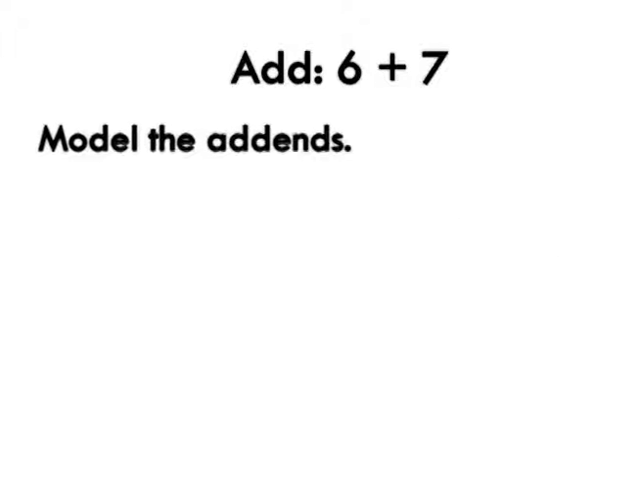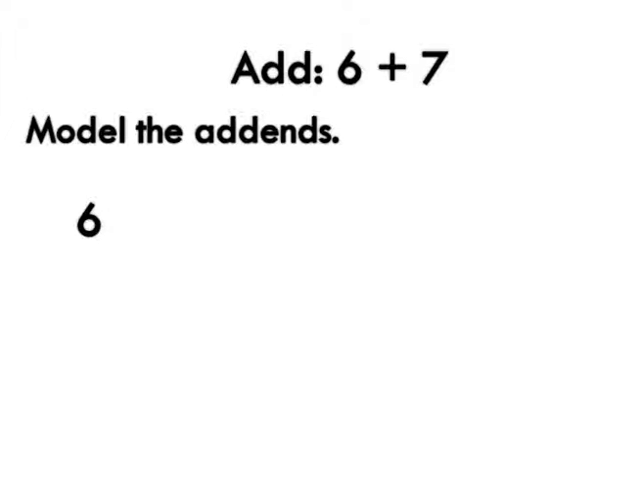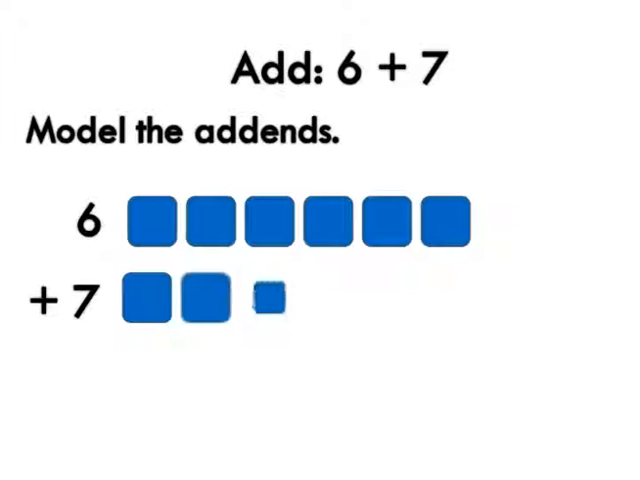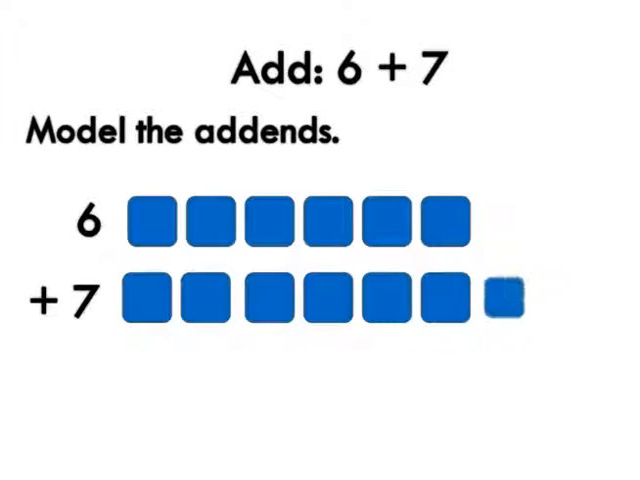First, add 6 plus 7. First, we model the addends. Our first addend is 6. Since 6 is a positive, we use blue tiles. And we have 1, 2, 3, 4, 5, 6. Our second addend is 7 and still a positive, so we use blue tiles, 7 blue tiles.